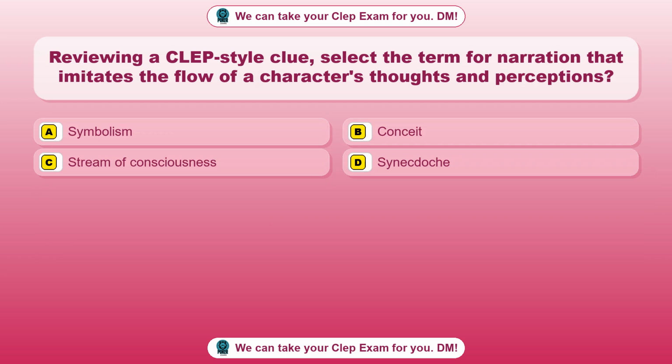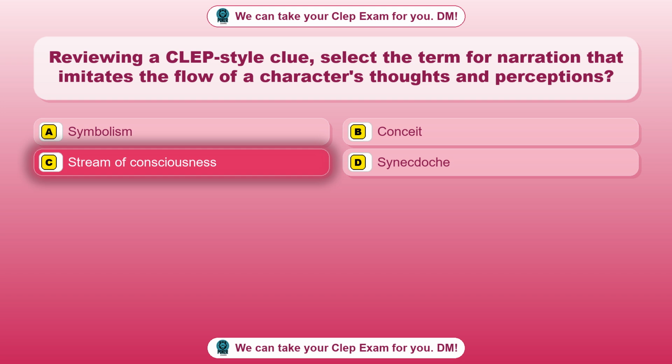Question 31. Reviewing a CLEP-style clue, select the term for narration that imitates the flow of a character's thoughts and perceptions. Option A, symbolism. Option B, conceit. Option C, stream of consciousness. Option D, synecdoche. The correct answer is option C, stream of consciousness.